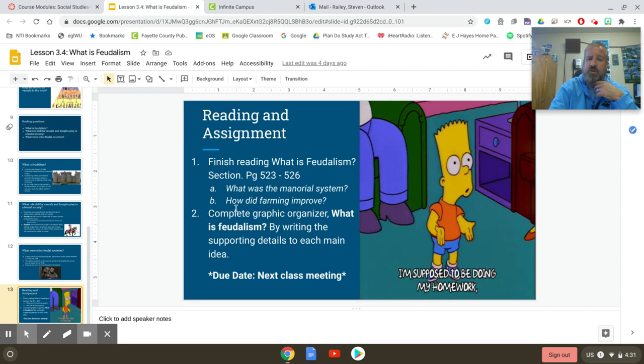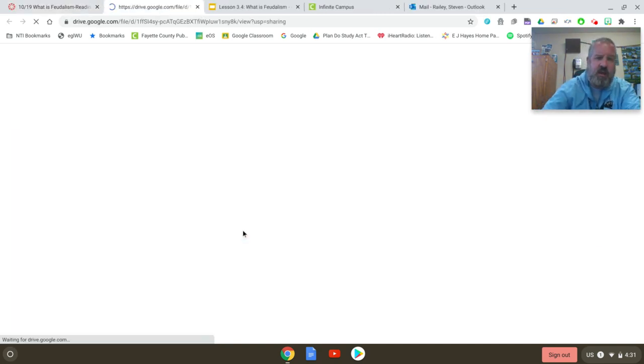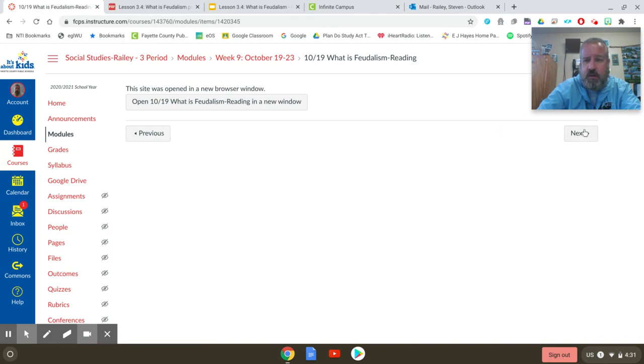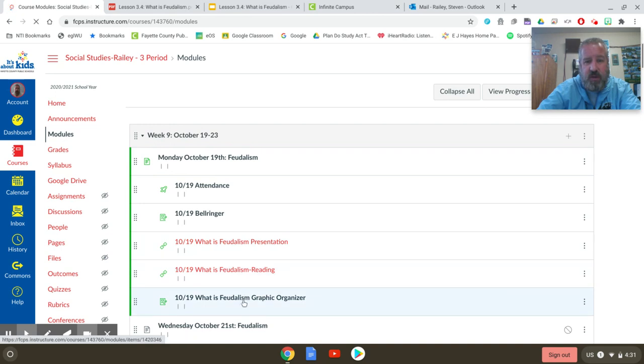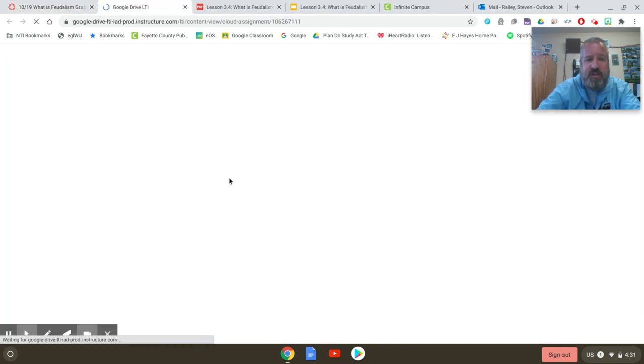Now we're going to get into what the assignment is. It's a reading assignment in which you're going to read a section in a textbook. So we have our reading in our module. That's how you get to the reading. I'm going to open up the notes as well, the graphic organizer, which is a 12-point assignment, so you want to make sure you get it completed. We are going to provide a main idea, and you're going to come up with some supporting details for that main idea.